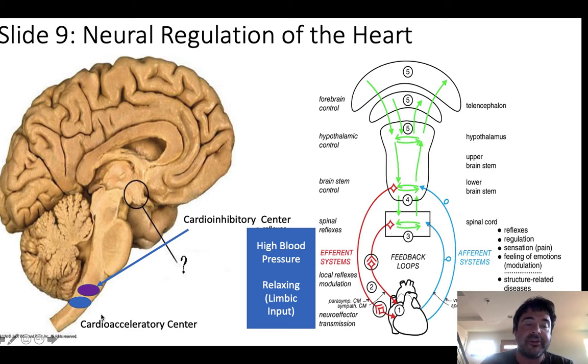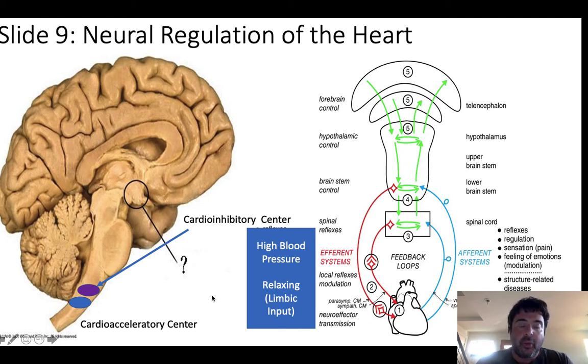You have two different centers in the medulla oblongata. You have the cardioinhibitory center and you have the cardioacceleratory center. The cardioinhibitory center is linked directly to the vagus nerve, which is your 10th cranial nerve that innervates pretty much every organ in your thoracic and abdominal cavity, a whoppingly important nerve, right? In other words, portions of the vagus nerve actually originate in that center in the brainstem. They originate there and then they extend out.